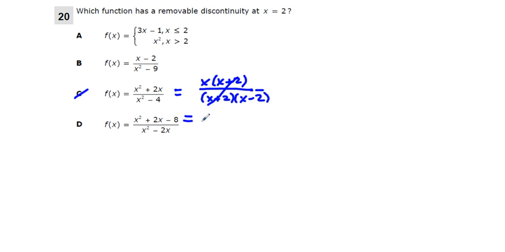Let's go look at this one here. X equals 2. Down here in the denominator, we get x times quantity x minus 2, so that looks good. And then on the top, x squared plus 2x minus 8 is going to be x plus 4 times x minus 2. Well, this x minus 2 over x minus 2 cancel each other, so that's going to be a removable discontinuity at x equals 2. So that's problem 20.